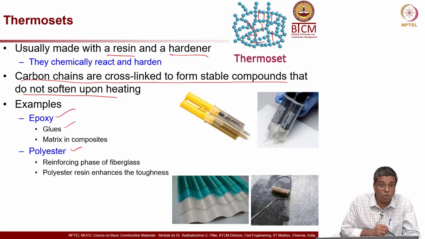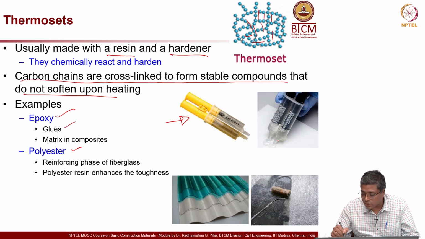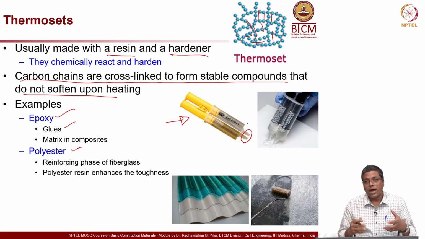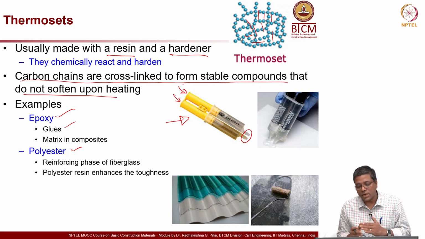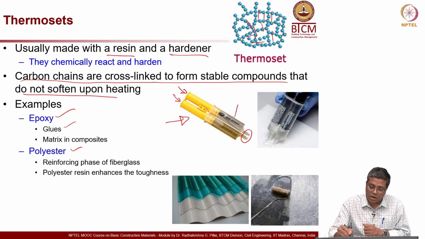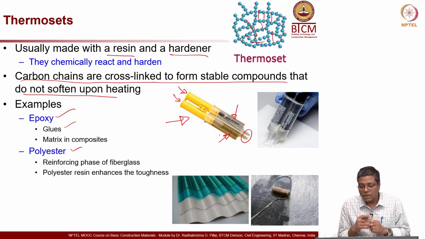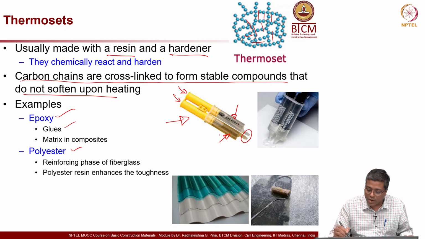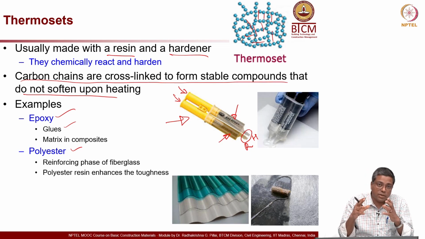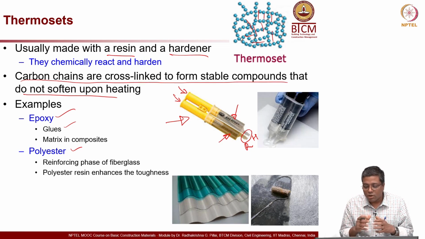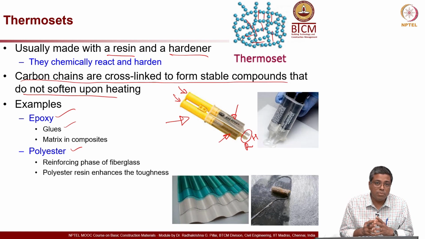Epoxy is widely used as glue. This is one example. As you can see here, this is a glue which is widely used in construction. There are two tubes connected, and we press these two together with our fingers, like a syringe. Equal amounts of material come out of the two syringes, 1 and 2. One is resin and the other is hardener, and you mix them very well in a 50-50 combination. Part 1 and part 2, or part A and part B, would be mentioned in the products, and you mix them.